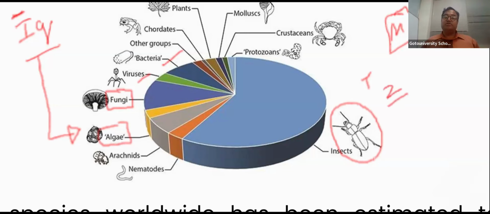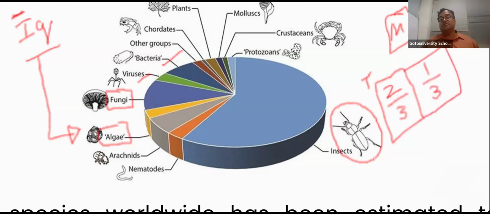Two-thirds of the world is water. Of course, in the water, algae is more dominant. Two-thirds of the world is water, whereas only one-third of the world is land. So in this two-thirds water medium, the algae is more dominant and showing the maximum diversity, right?